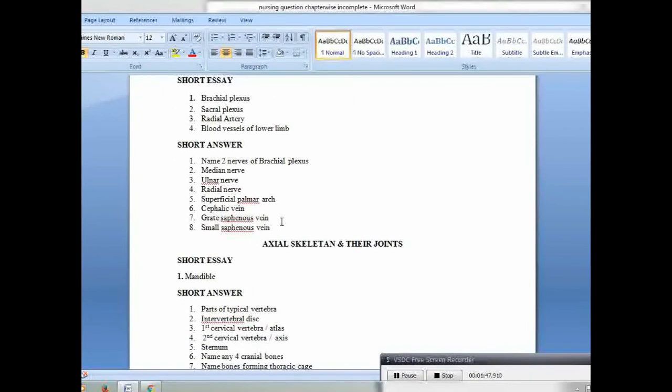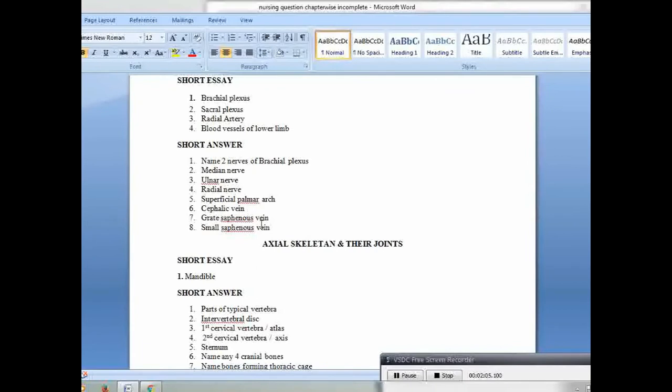Superficial palmar arch, which is an arterial arcade that is formed in the palm. You need to mention about the branches of it. Cephalic vein is seen on the lateral side of the forearm. So you need to mention about the formation of it, the dorsal venous arch, and so on.